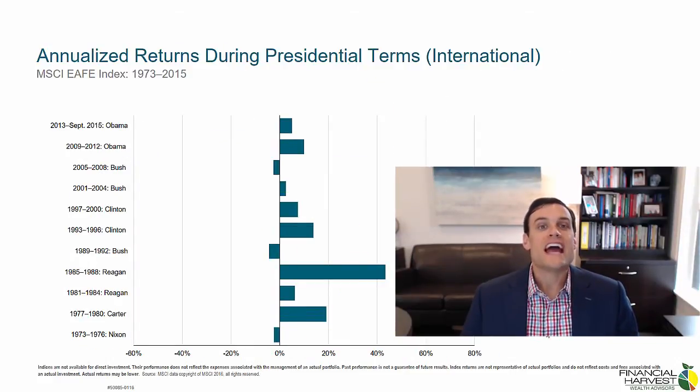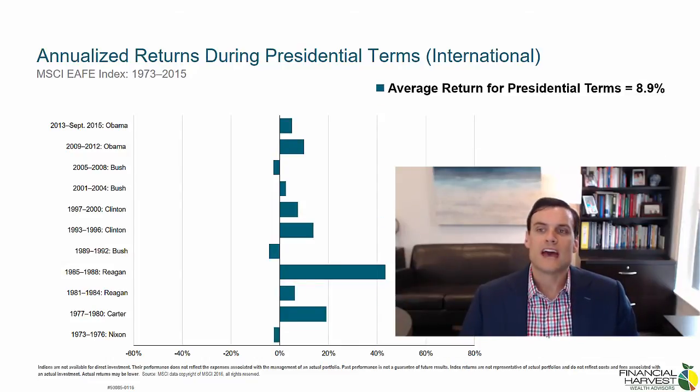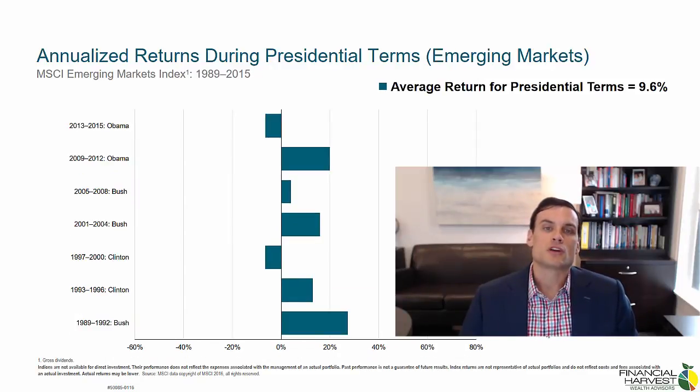When we look at international equities, and the reason I bring this up is our clients, if you're a client listening today, you have globally diversified portfolios. You might be curious, well, how does this affect international stocks? Once again, we can see if we look at the 4-year presidential terms for international stocks, regardless of who is in office, it averages out to somewhere close to 9%. And also for emerging markets, you see almost a 10% average across the 4-year terms.